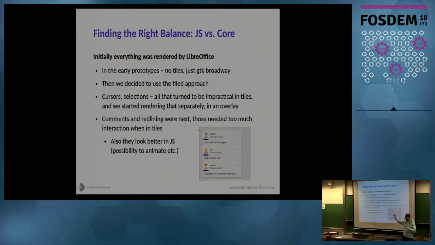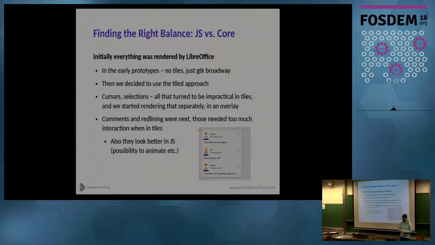So in the early prototypes, there were no tiles, basically nothing in JavaScript. It was just pure invalidate everything, get me back the entire screen again, and basically the entire UI was in the browser, which was not where we want to be, because for every action that you would like to do, you would have to render it on the server, which is very impractical.